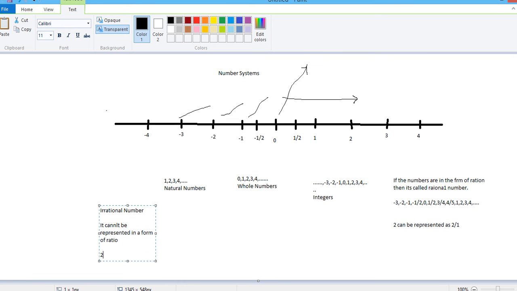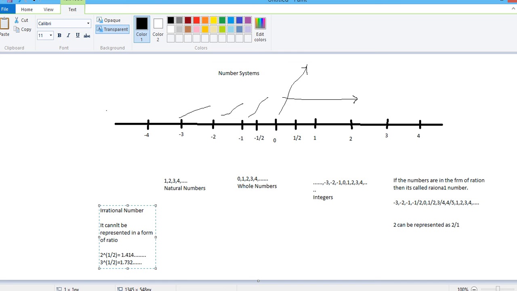What are the examples? Like root 2. Root 2 can be written as 2 to the power half. You know, right? The value of it is 1.414 and so on, because this cannot end. Or 3 to the power half, that is root 3. This can be represented as 1.732 and so on, and this cannot end. So this cannot be represented in the form of a ratio. So these are all called irrational numbers.